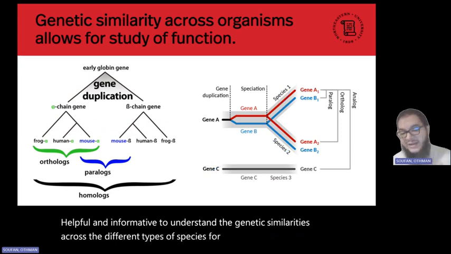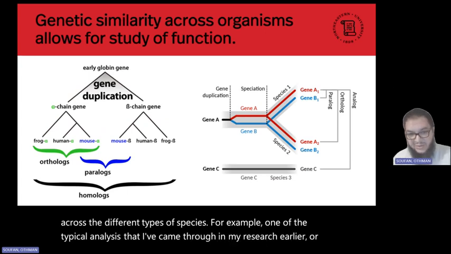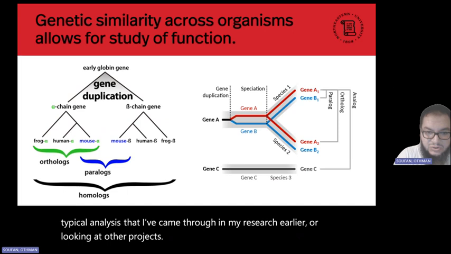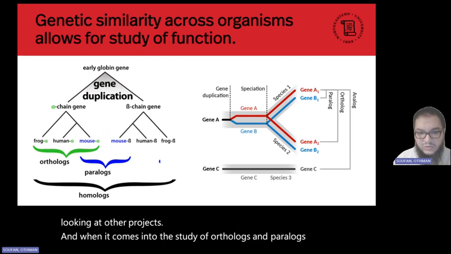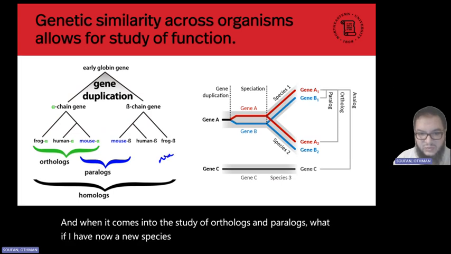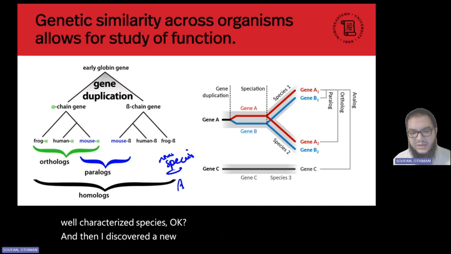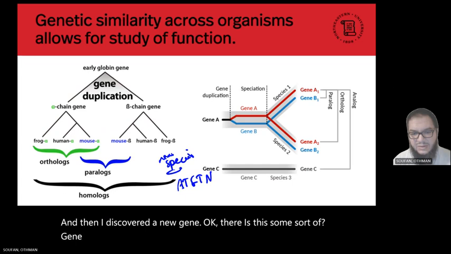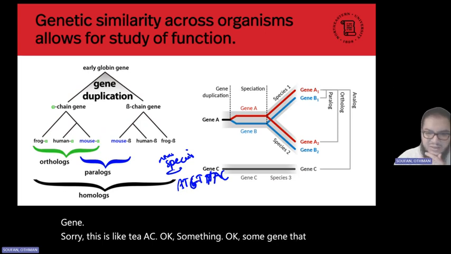For example, one of the typical analyses that I've come across in my research earlier, or when looking at other projects, is the study of orthologs and paralogs. What if I now have a new species? Okay, this is a new species. It's not a well-characterized species, and then I discover a new gene. Some gene that we have here.